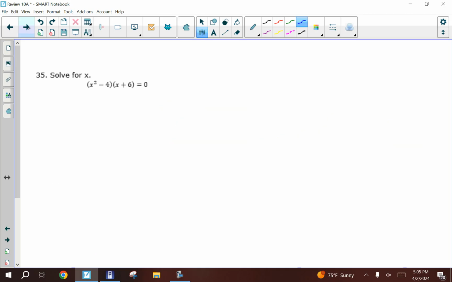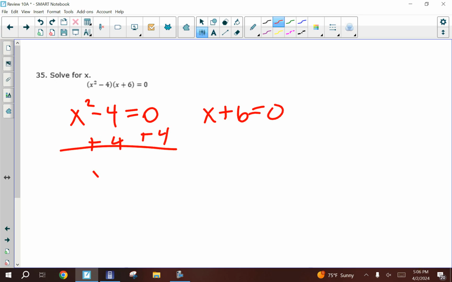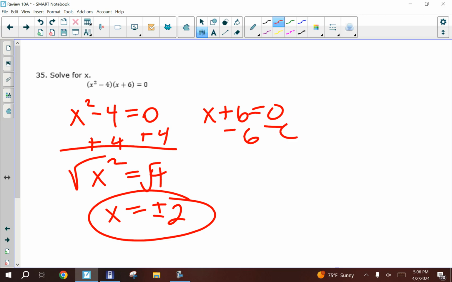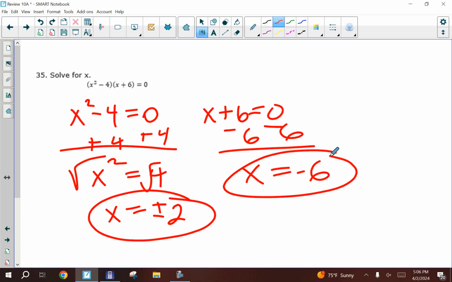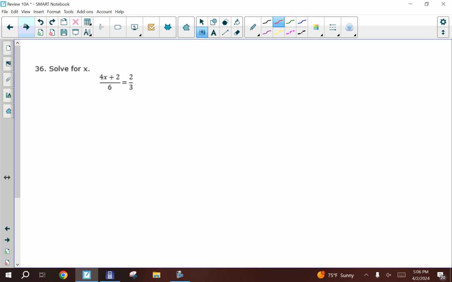Okay, solve for x. This one, they were very generous to us because they're already in parentheses, so we can just set each parentheses equal to 0 and solve. So I'll have to add 4 and add 4 here. So I'll have x squared equals 4. Then I'll take the square root, and I get x equals plus or minus 2. Then I subtract 6 from both sides, and I get x equals minus 6. So again, this has to have 3 answers because 2 of them are right there in the squared, and then you have the other one right there. So there has to be a total of 3 answers.